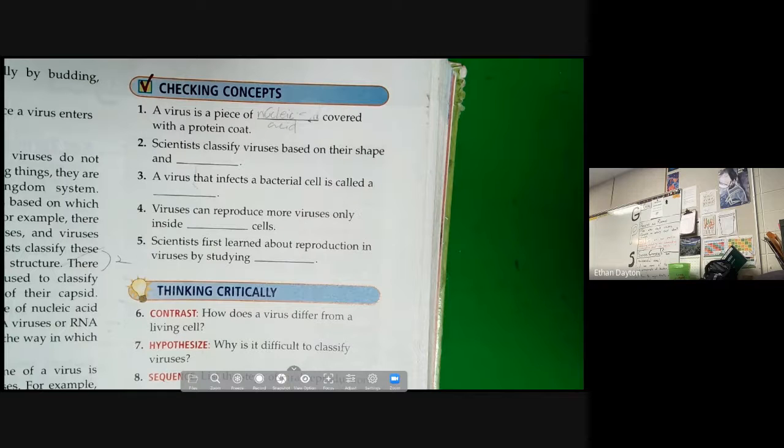Viruses can reproduce more viruses from the inside of living cells. Only inside living cells. I would accept host cells. All cells? No, not all cells.